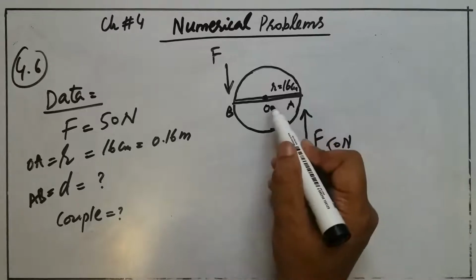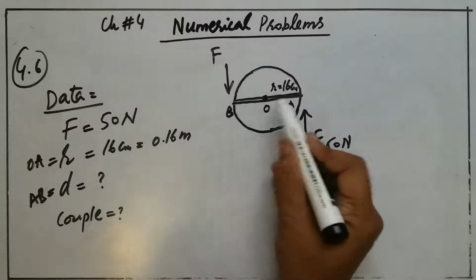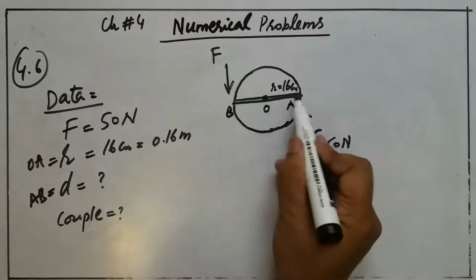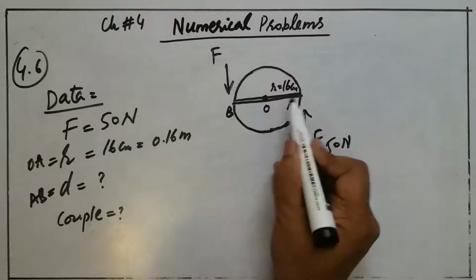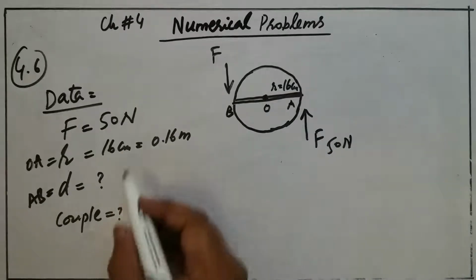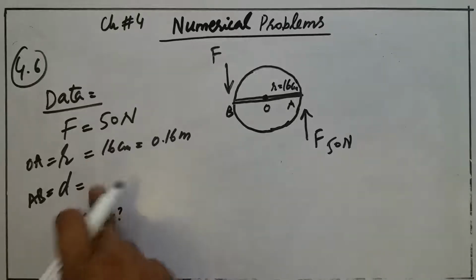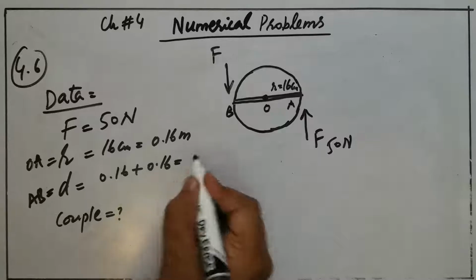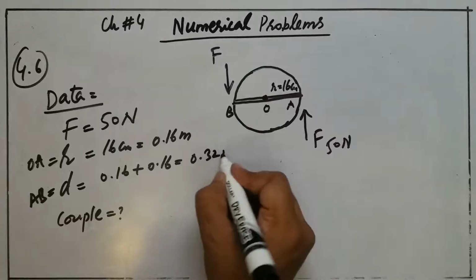As you know that for the couple, we have to take the distance between the two points where the forces are being applied, meaning AB, and this will be the diameter. So we have to double the radius in order to get the diameter. So the diameter is going to be 0.16 plus 0.16, and that is going to be 0.32 meters.